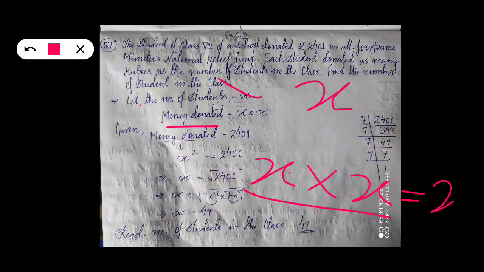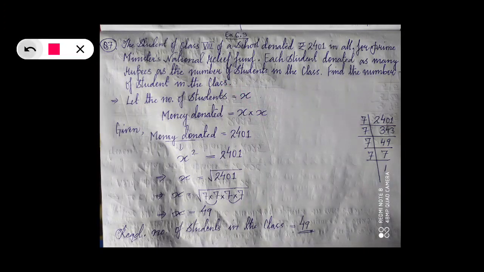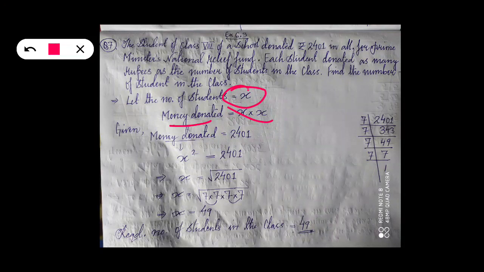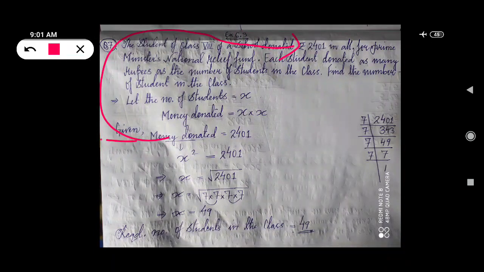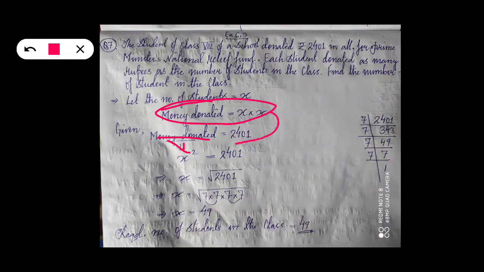x into x is x square. So the total money is x square. Isn't it? So that's why we have written here, if the number of students is x, money donated will be x into x. Given, again it is given in the question also here. Money donated is how much? 2401. So in place of money donated, I am writing x square because we have taken money donated as x square.